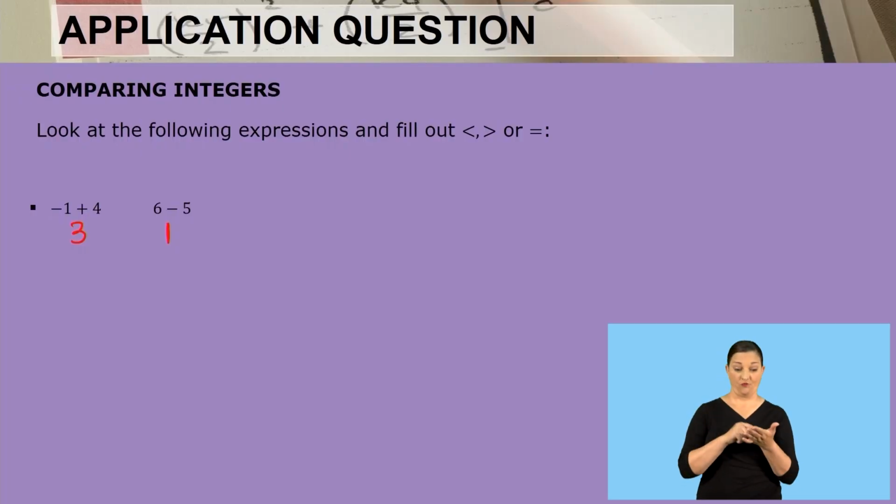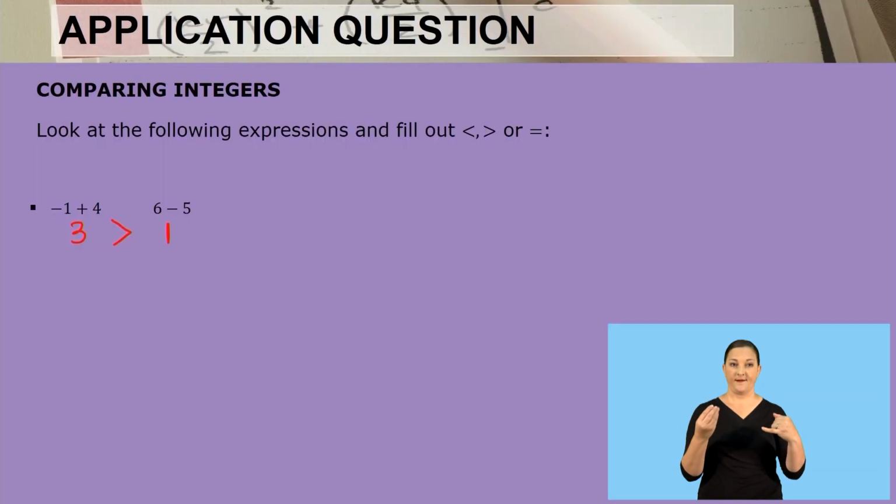Now that we've calculated it, we can determine which one is smaller and which one is bigger, because now we are easily comparing 3 and 1. So, is 3 smaller than 1 or bigger than 1? Because we know it is not equals to 1. What do you think? Yes, 3 is bigger than 1. So it means that the expression here above, -1 plus 4, is bigger than 6 minus 5.